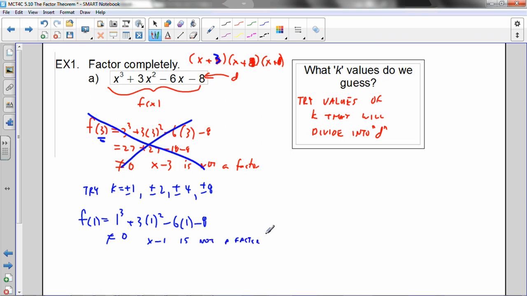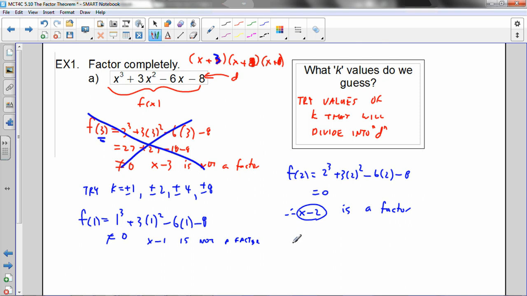Well, what is? Let's try another value. Let's try f at 2. And as it turns out, some of you will just go back and change the 1 to a 2 in your calculator. That's a good idea. You'll get f at 2 equals 0. So what does that mean? Therefore, x minus 2 is a factor. That means x minus 2 goes evenly into this thing.